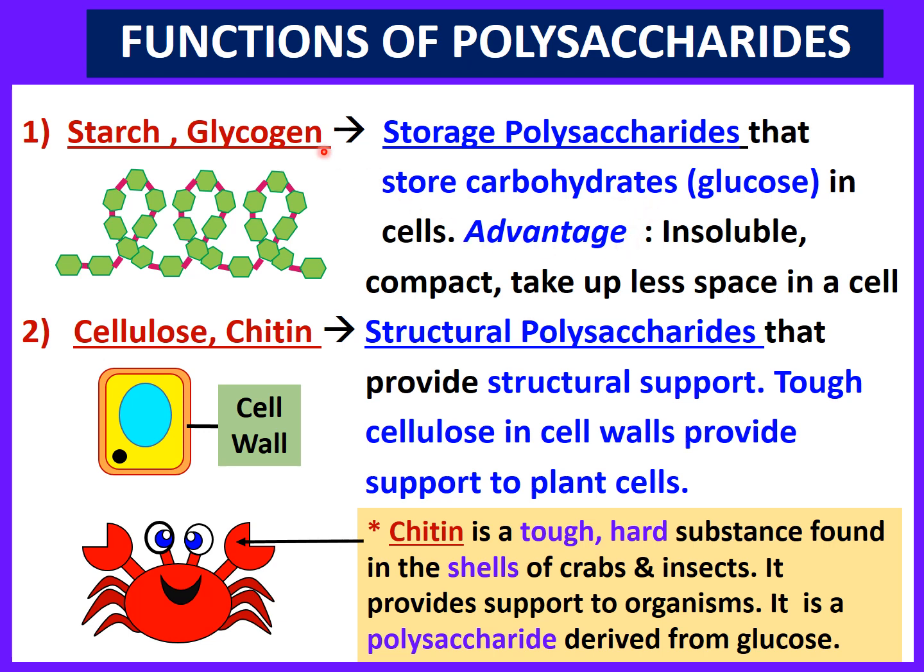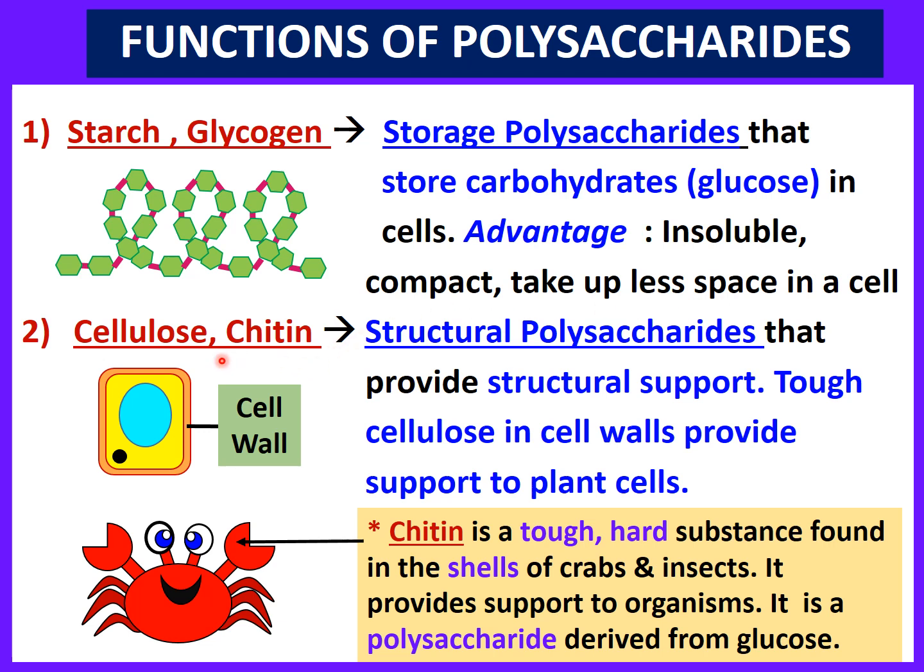The advantage of these two compounds or polysaccharides in being the carbohydrate reserve or store is that they are insoluble, so they will not raise the osmotic pressure or the water potential in the cell when they are being produced, because they do not dissolve in water and they do not increase the concentration of the solutes in the cell. Okay, so they do not affect the water potential or water concentration in the cell. They are also compact and take up less space in the cell as a storage compound.